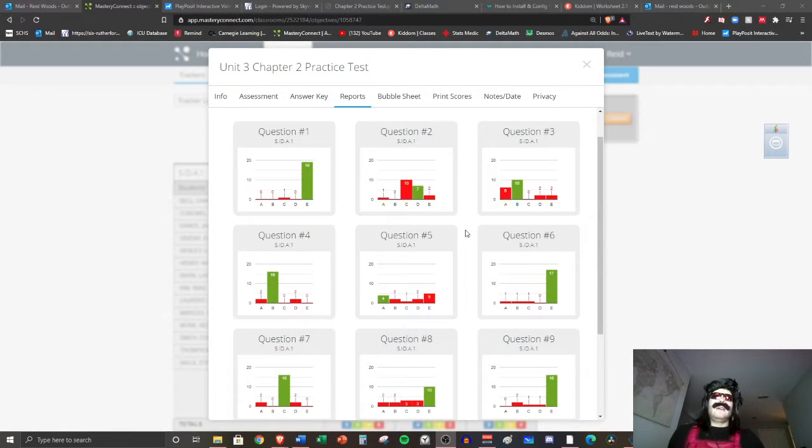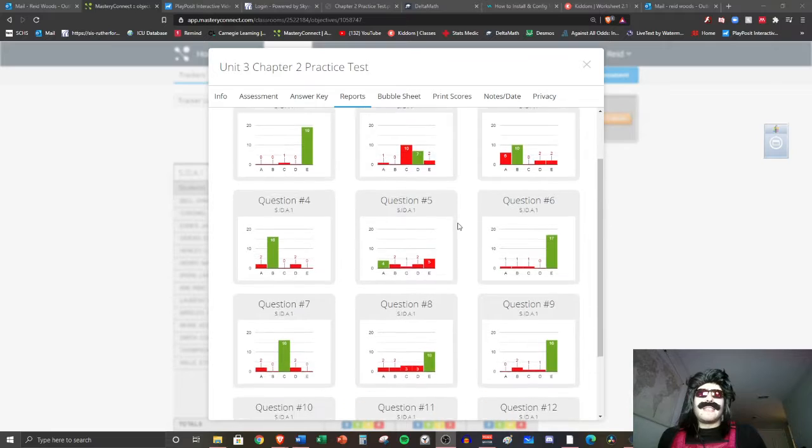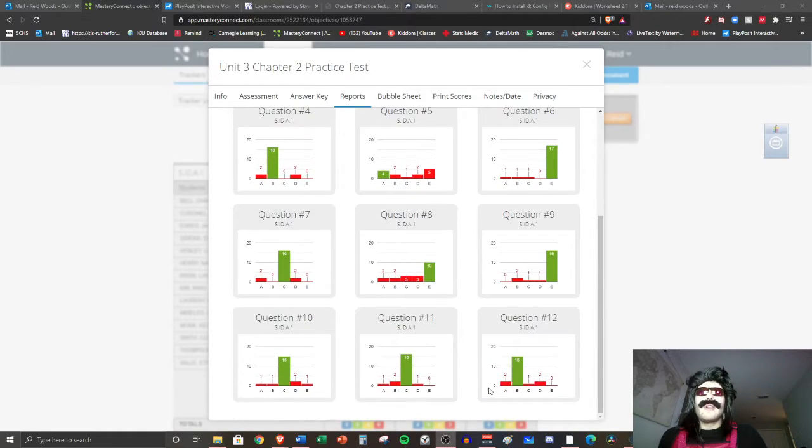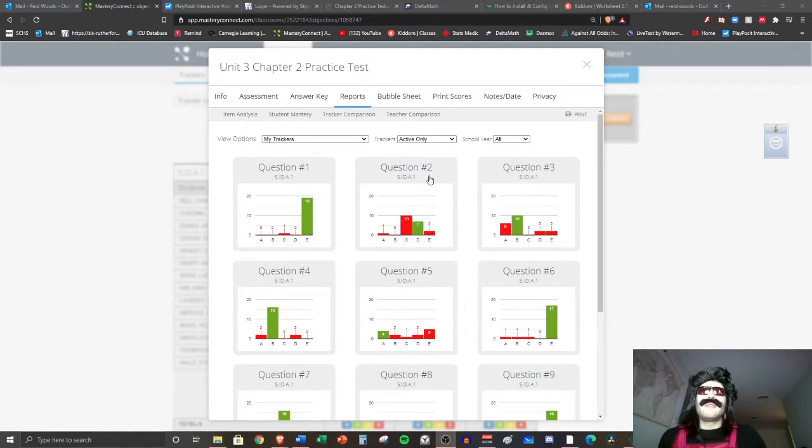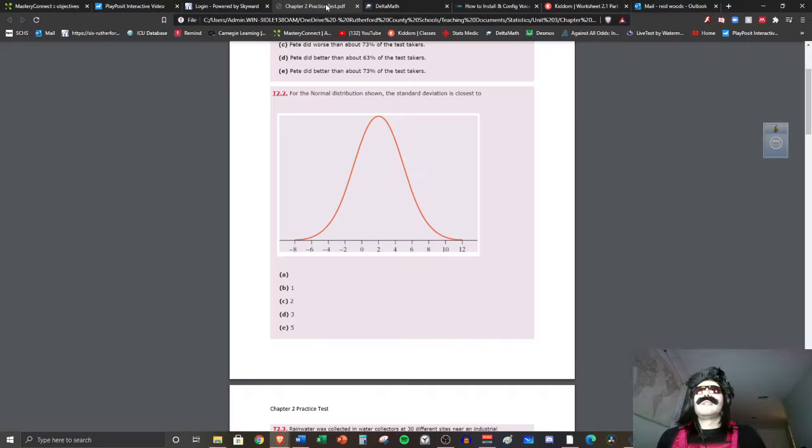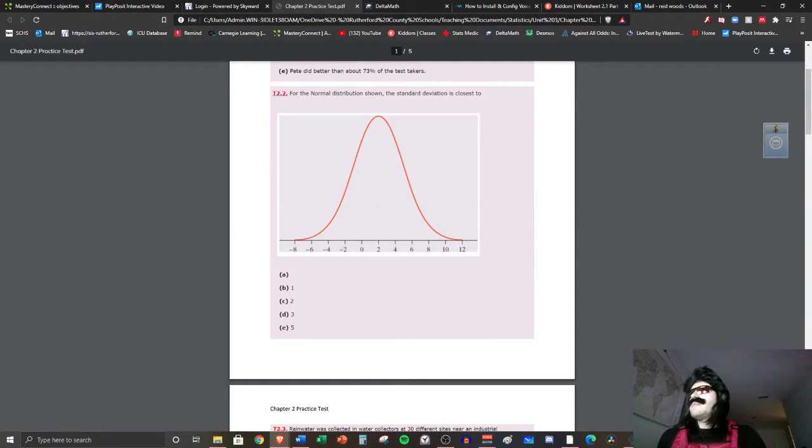So, here is the distribution from the practice test. It looks pretty good overall. The biggest missed question was number 2. Number 3 also was missed quite a bit, so we'll be talking about both of those. And then I had a special request to look at questions 9, 10, 11, and 12. So we're going to be looking at all of those today. So buckle in. Get ready to get involved. Let's start with number 2.